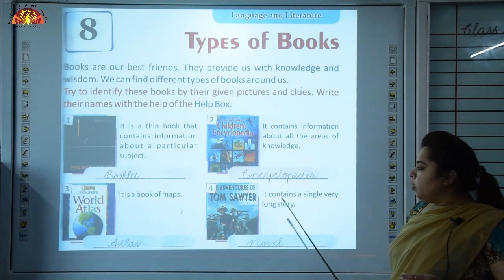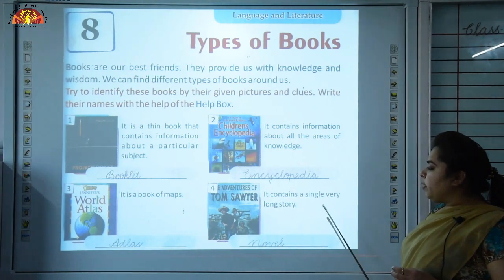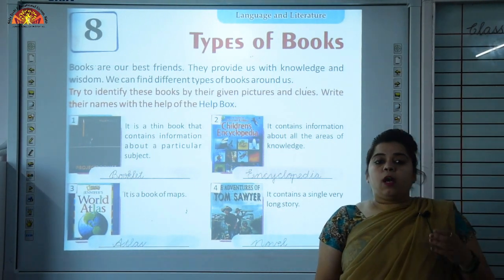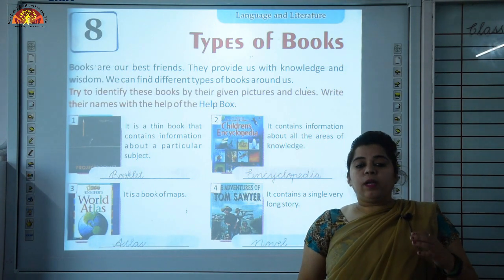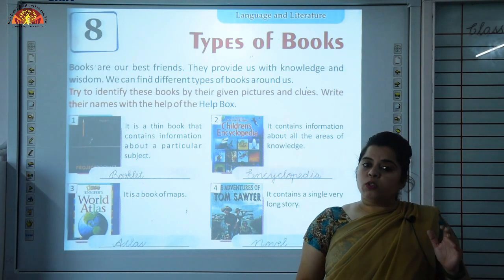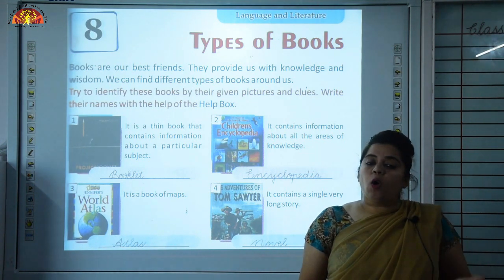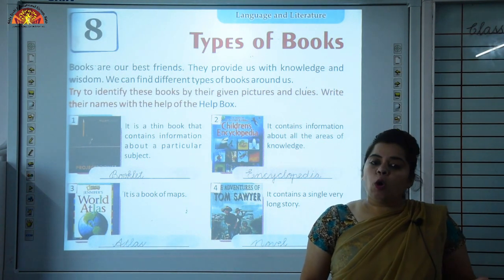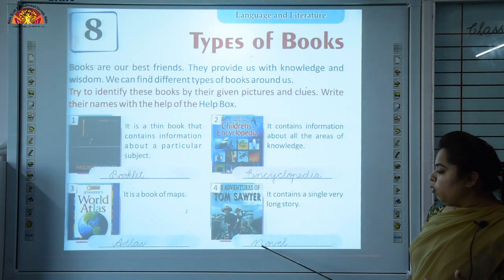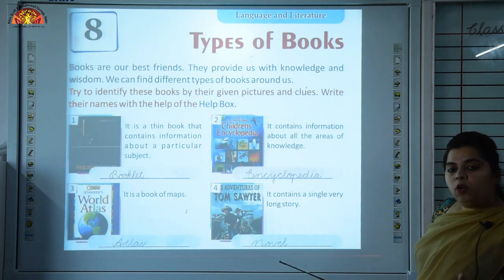Next is number 4. It contains a single very long story. Okay children, a book that contains a long story, a single long story with different characters, that book is known as novel. What is it known as? Novel. N-O-V-E-L, novel.